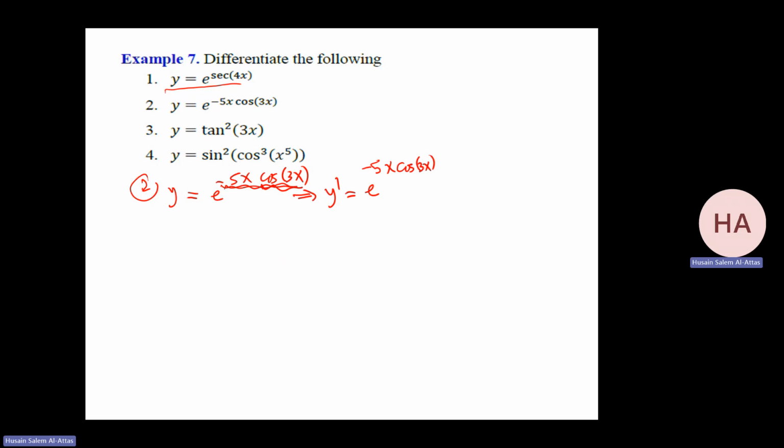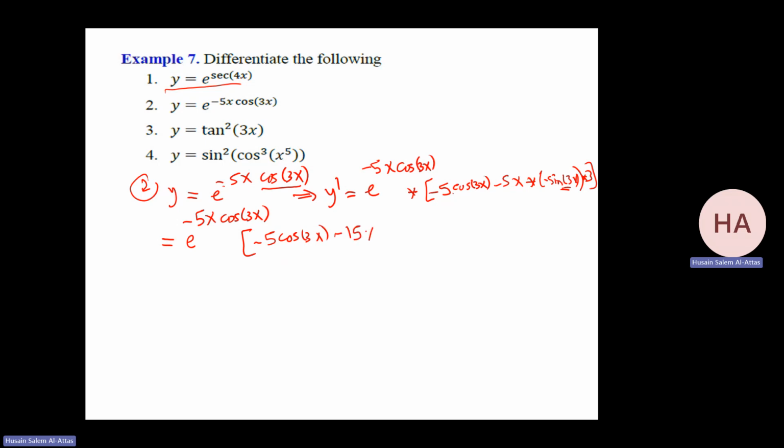Let me give it more space. Look, this is a product of two functions. This is the first function, this is the second function. So it's minus 5 times the second. Then plus the first, minus 5x, times the derivative of this, here minus sine 3x, and the derivative of 3x is 3. I'll do the product rule. So I have e to the minus 5x times cosine 3x times minus 5, and here I have minus 15x sine 3x. That's it.